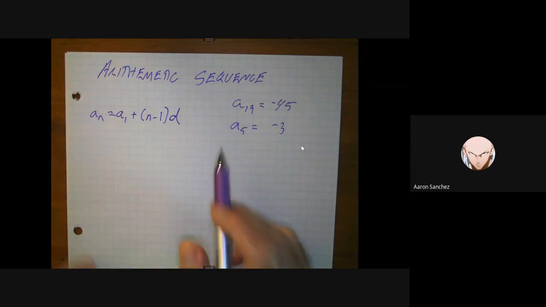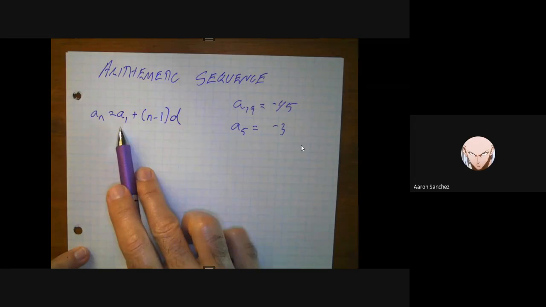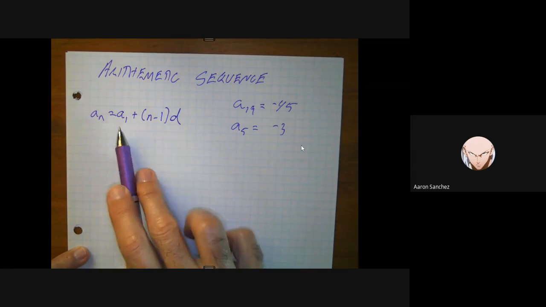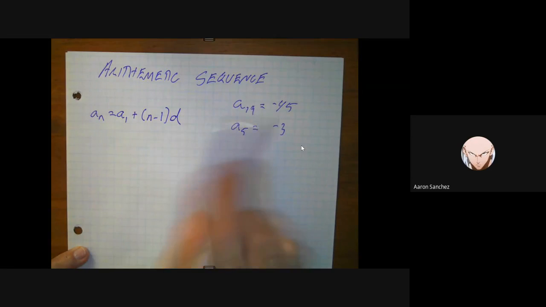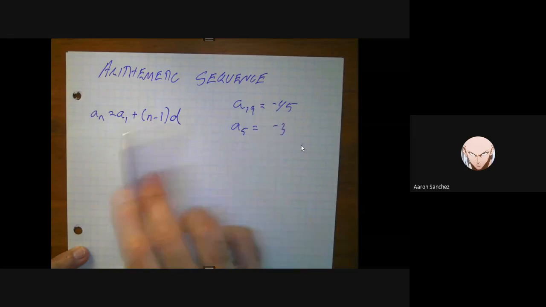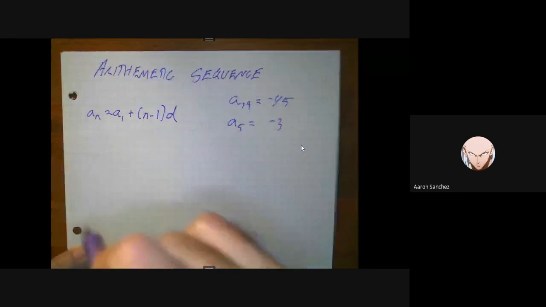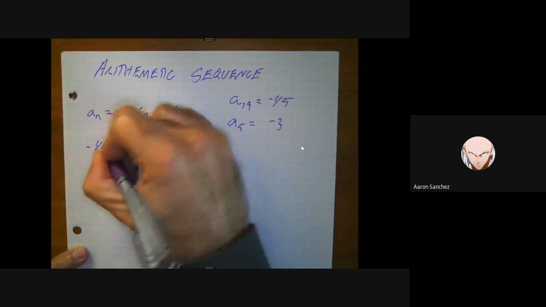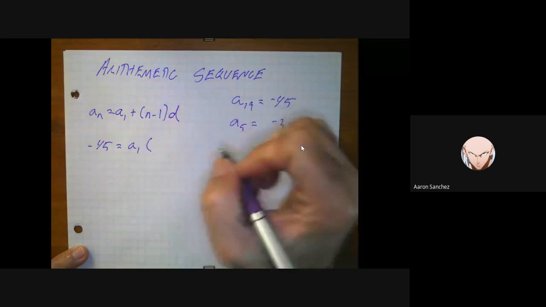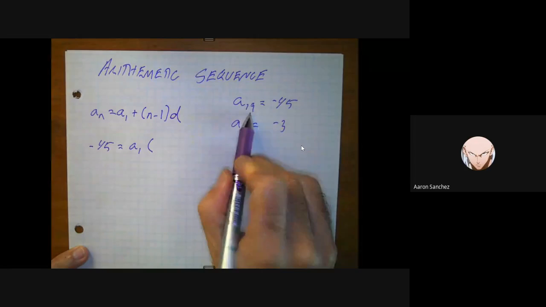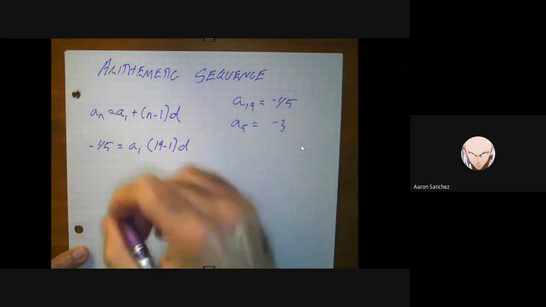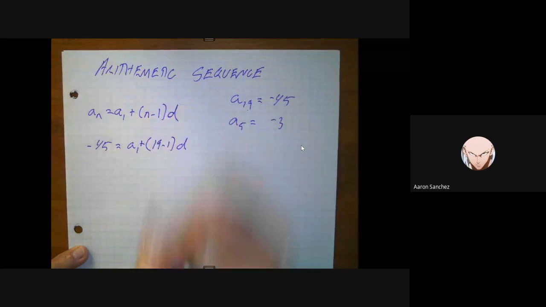So generally we need the first term and the common difference to figure this all out. So we use our terms. Let's do a sub 19 equals negative 45. Let's plug them in. So negative 45 equals a sub 1 plus, 19 is my n, (19 minus 1) times d. Whoops, I forgot my plus there.